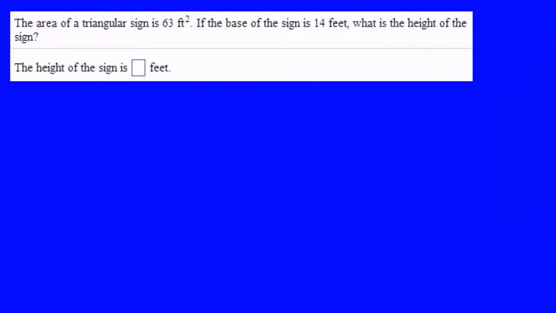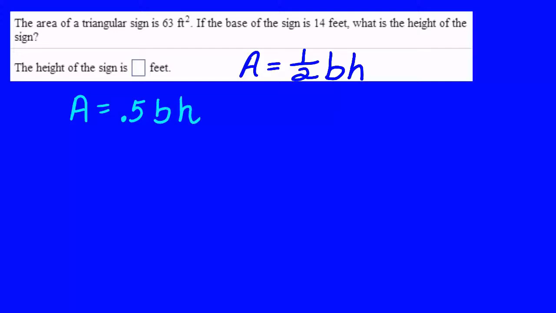Now we're going to work on the area of a triangular sign. Before, we talked about the perimeter of a triangle. Well, this is a triangular sign whose area is 63 square feet. We're told that the base is 14 feet and we need to find the height. Here's how you do it. 1/2 is 0.5 times the base times the height. 63 is going to equal 0.5 times 14 times the height, which we do not know.